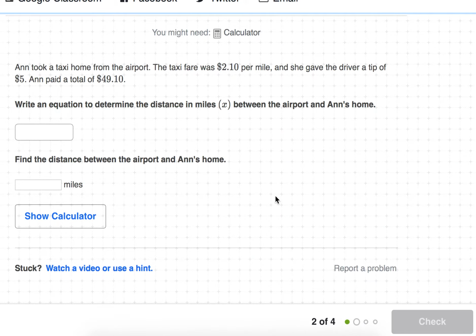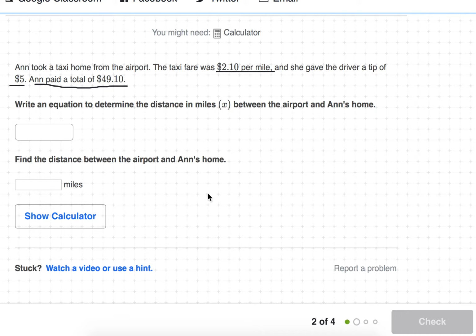Okay, let's try another one. Anne took a taxi home from the airport. The taxi fare was $2.10 per mile, and she gave the driver a tip of $5. Anne paid a total of $49.10. Write an equation to determine the distance in miles between the airport and Anne's home.